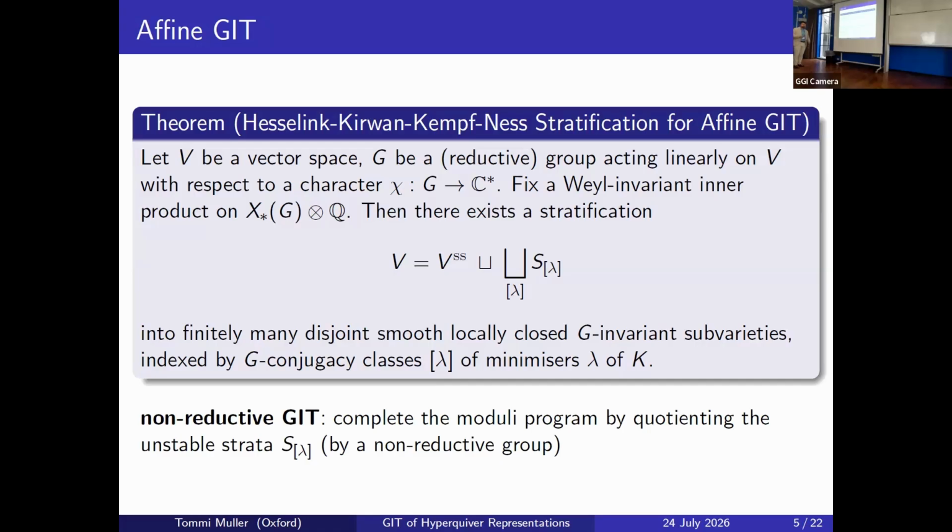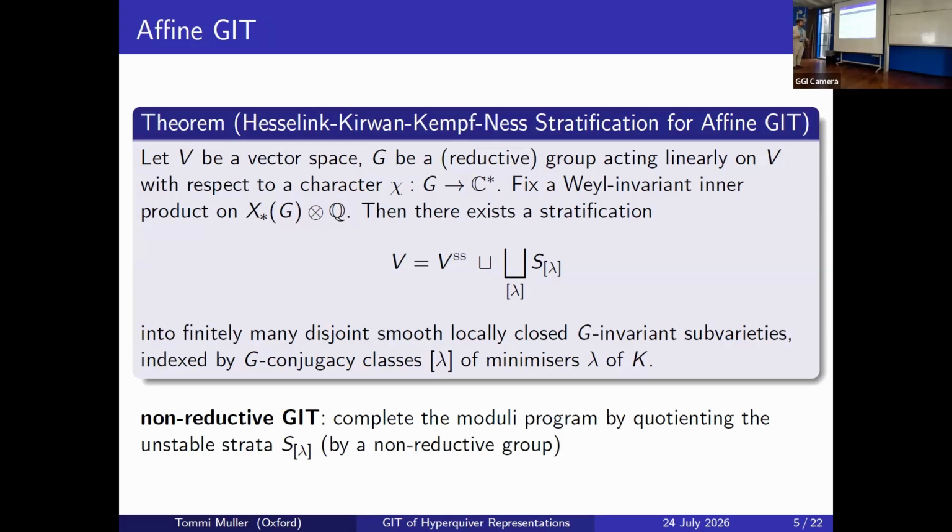So, not always non-reductive? Is it always non-reductive, or could the quotient be by a reductive group? I think it's possible for it to be reductive, but generally, you'll have to quotient by the unipotent radical. Yeah.